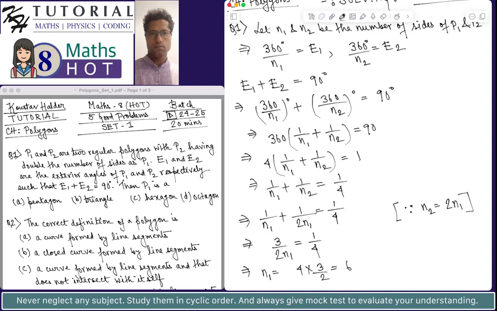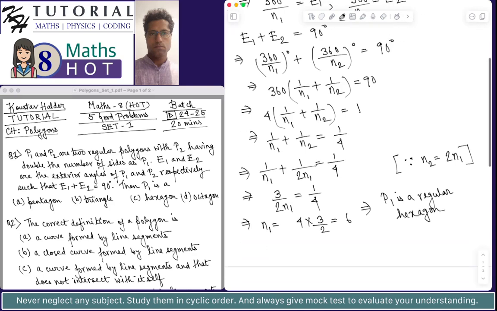Okay, so n1 is 6. So definitely this implies P1 is a regular hexagon, since it is already given P1 and P2 are regular polygons. So therefore the correct choice is hexagon, that is choice C.